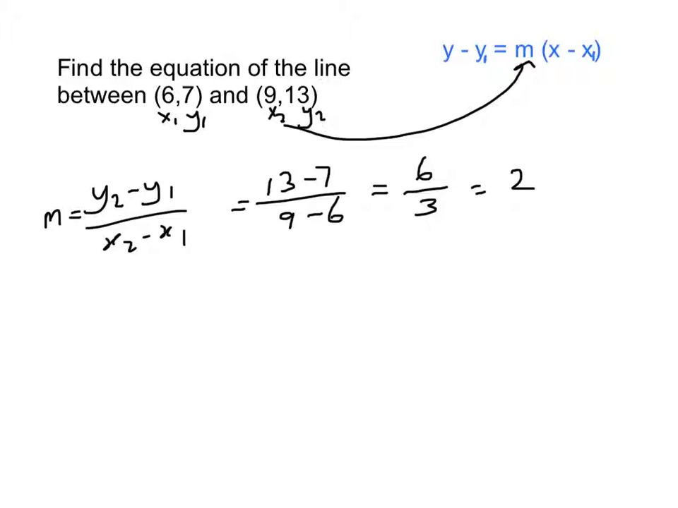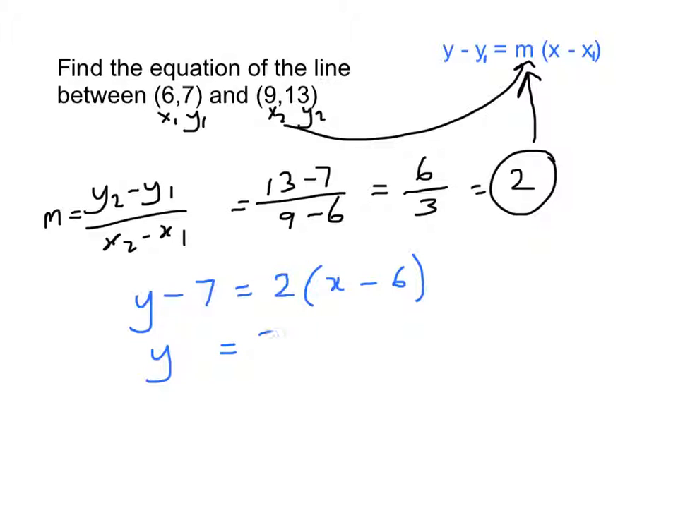And then I have my gradient here, and so you just choose one of the points to be your x1, y1. Well, I've already got an x1, y1, so I'll use those. So using the point gradient formula, y minus 7 equals my m is 2, bracket x minus x1 is 6.